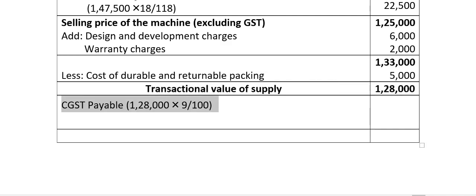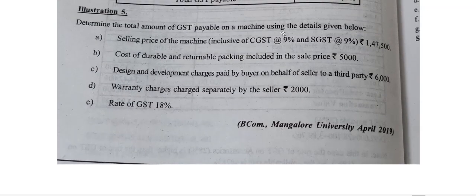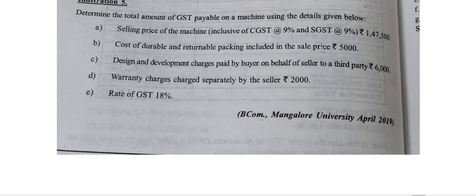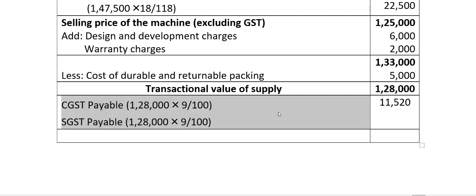So on this, now we have to find out CGST and SGST payable. How did you get to know CGST and SGST is payable? Two reasons. One, they have mentioned nothing about where the product is being sold or the machinery is being sold. And second, they have clearly mentioned that CGST and SGST is included. That means the intra-state sale has happened. So we can very easily find out that we also have to compute CGST and SGST payable.